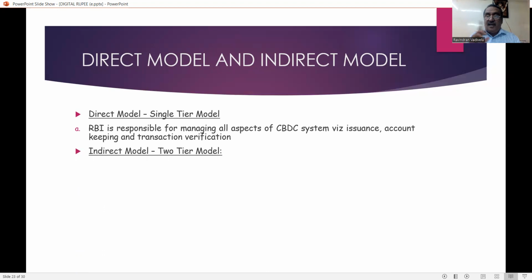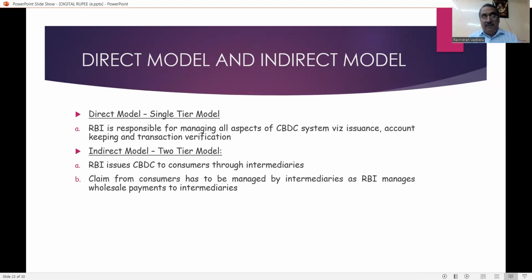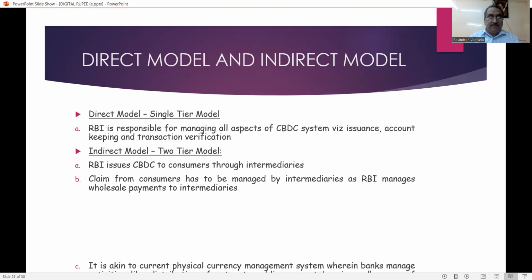And the indirect model, the two-tier model. RBI issues CBDC to consumers through intermediaries. So just like authorized dealers, RBI cannot go and directly reach the public. So they issue the CBDC and reach the consumers through intermediaries. The claims from consumers have to be managed by intermediaries, as RBI manages the wholesale payment system to intermediaries. Suppose a consumer makes any complaint, they have to make the complaint only to the intermediaries, and RBI manages everything through the intermediaries.